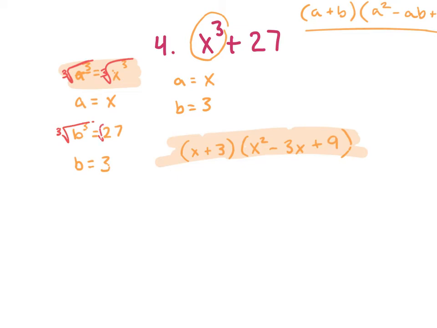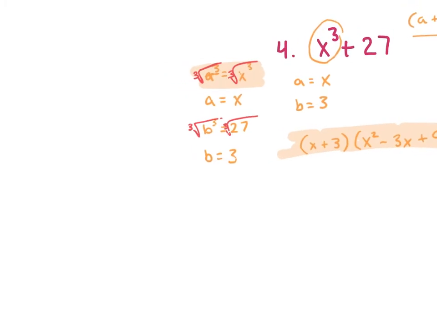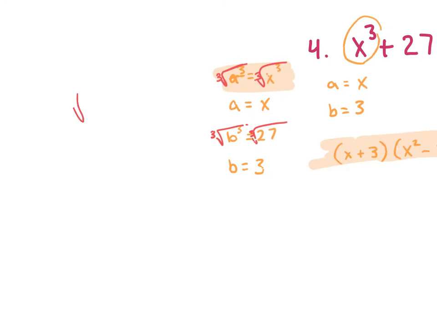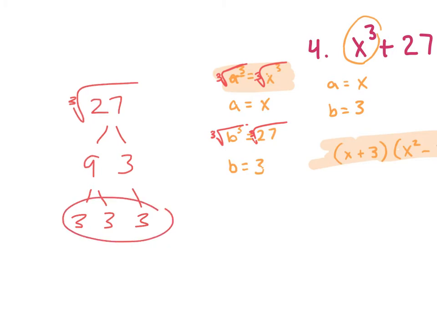So if we didn't see that right off the bat to start, we can see that if we have the cubed root of 27, what does 27 break down into? What are two factors? 9 and 3. And then 9 breaks down into 3 and 3. So the cubed root means we circle 3 of them, so we would take out the 3. So the cubed root of 27 is 3. So that's how we got the 3 for b.